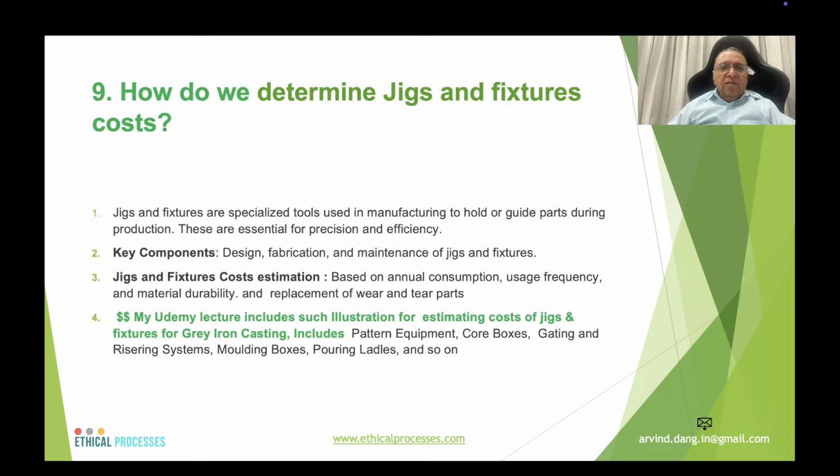How do we determine the jigs and fixture cost? The key components for jigs and fixtures are the design, fabrication, and maintenance of the jigs and fixtures, and the procurement cost. Jigs and fixture cost estimation is based on the annual consumption, usage frequency, and material durability and replacement of wear and tear parts.